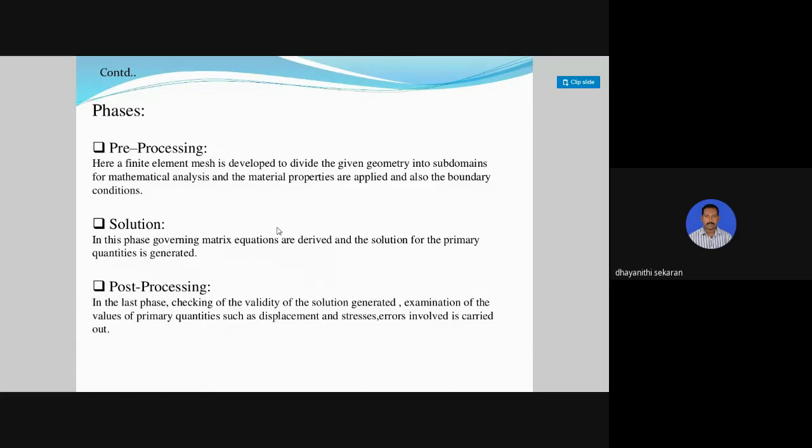Element mesh is developed to divide the given geometry into subdomains for mathematical analysis, and the material properties and boundary conditions are applied. In the solution phase, the governing matrix equations are derived and the solution for the primary quantities is generated. Post processing: in the last phase, checking of the validity of the solution generated, examination of the values of primary quantities such as displacement and stresses, and errors involved is carried out.